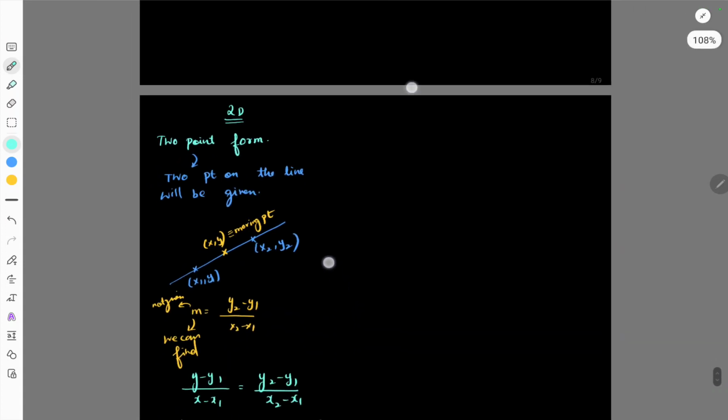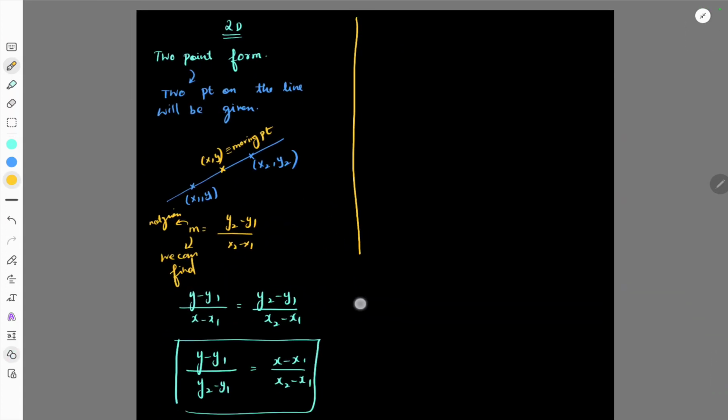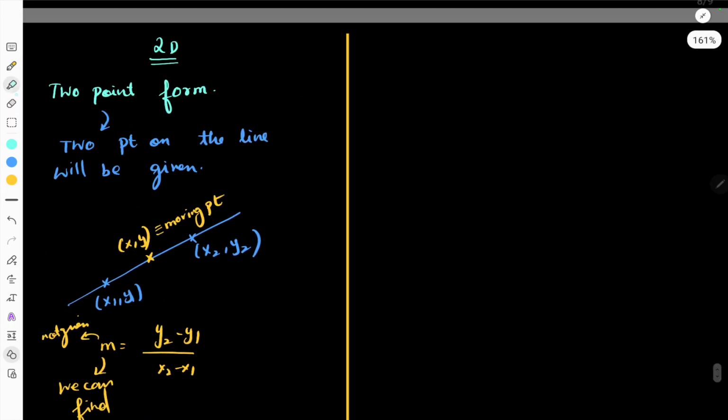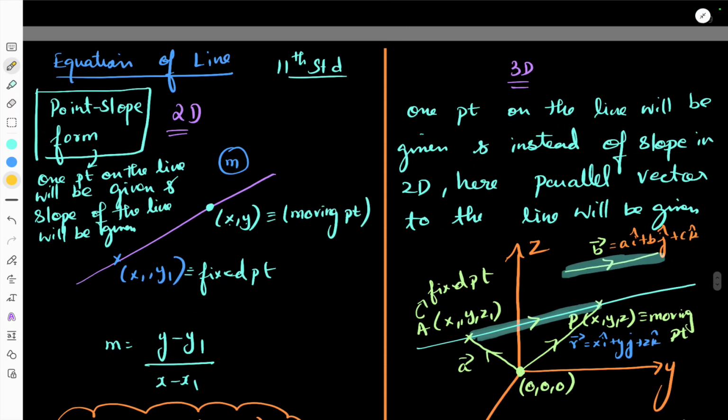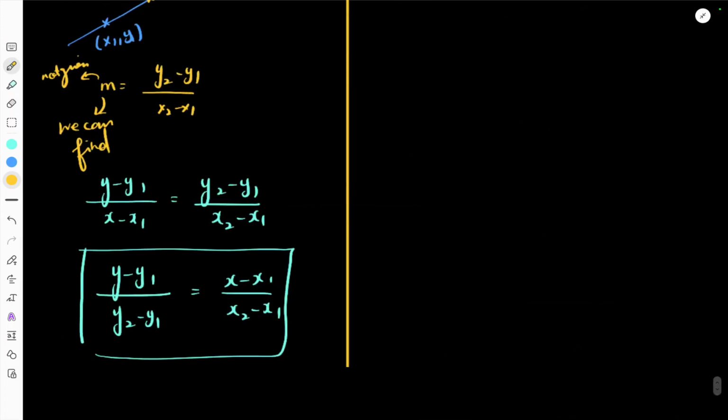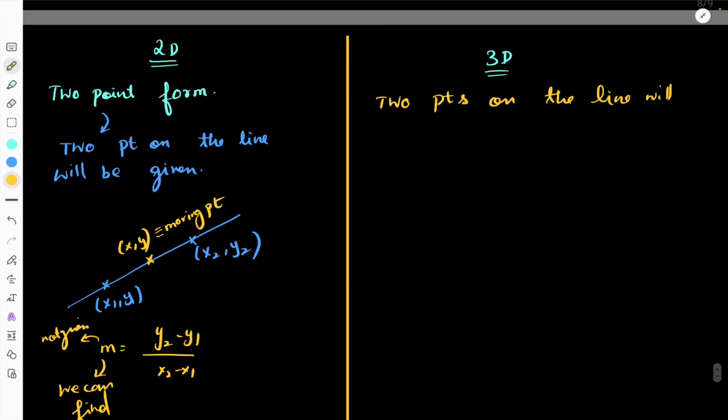So here also the same thing in 3D: 2 points on the line will be given. Now this is for 3D. 2 points on the line will be given, which means the parallel vector is not given here. In the first form, point-slope form, 1 point on the line and the slope of the line will be given. So here in 3D, 1 point on the line will be given, and instead of slope we have a parallel vector to the line.